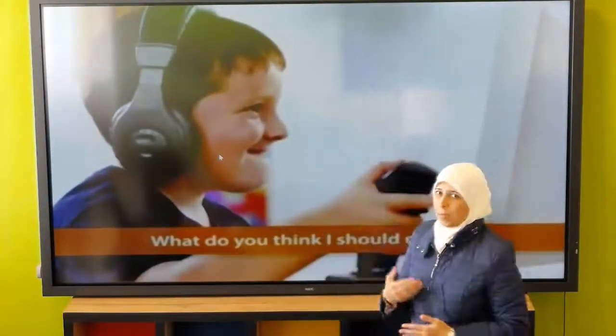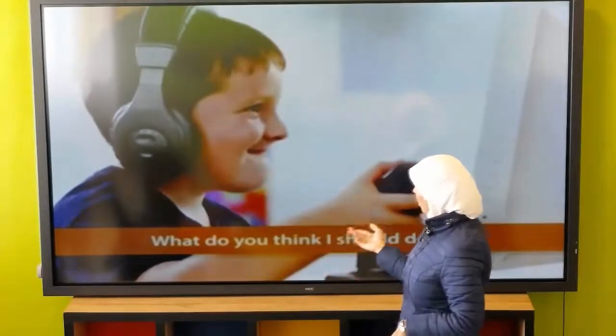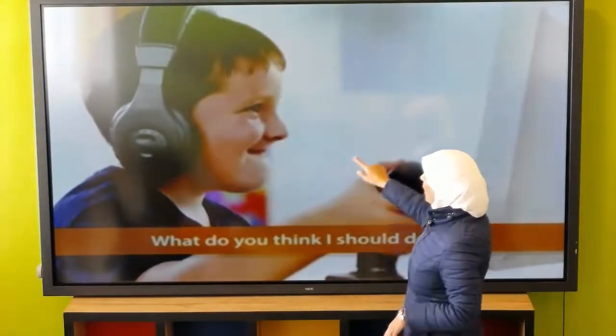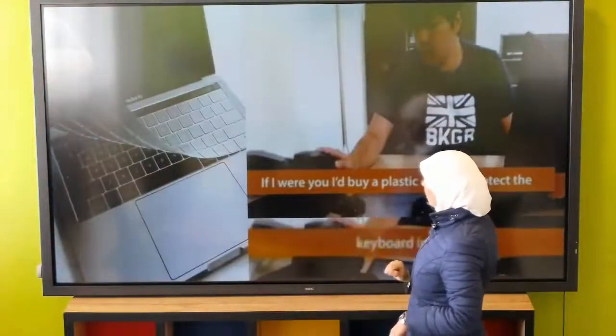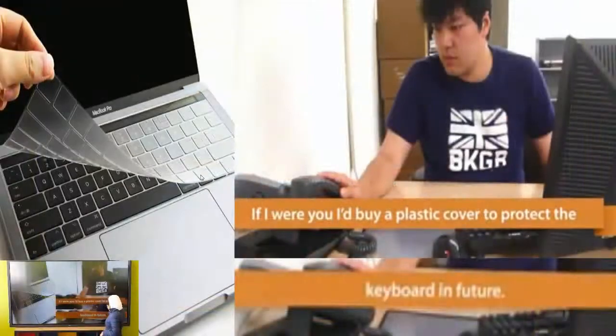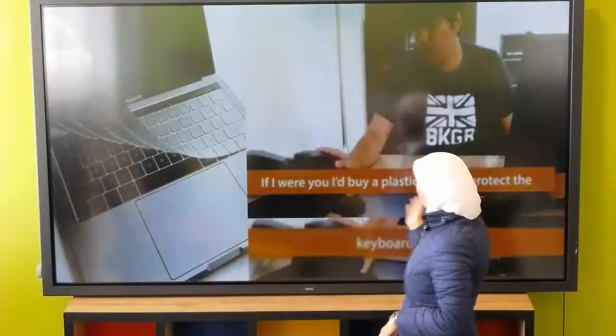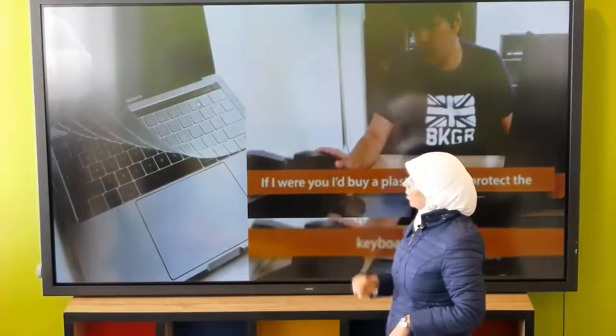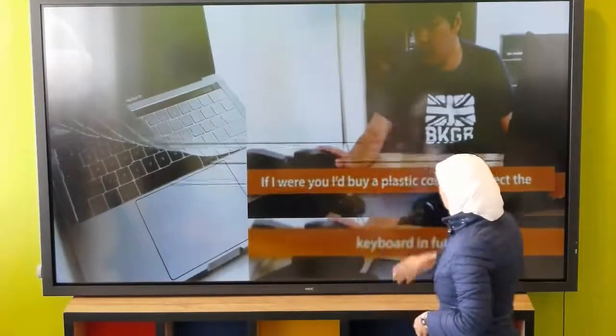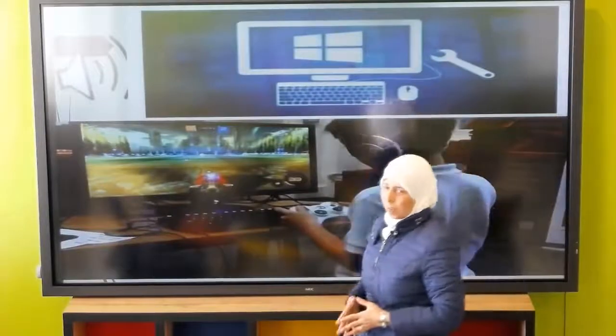If I want to give him an advice for the future, and what do you think he should do, I can say to him, if I were you, I'd buy a plastic cover to protect the keyboard in the future. So, a plastic cover to protect the keyboard in the future. So if you get excited in the computer games, you forget your lemonade and you drop it on the keyboard, it will never hurt it. So this advice is for the future time.